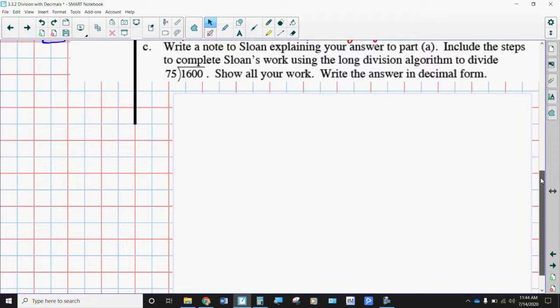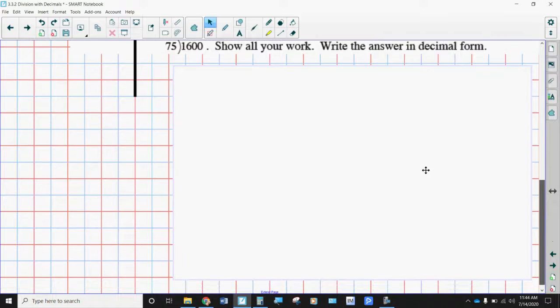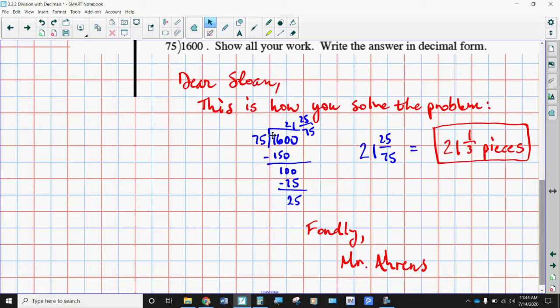I don't know if you really want to write a letter here, but go ahead and do the problem, show your work, and see what you get for an answer, okay? Here is the wonderful letter that I wrote. Dear Sloan, this is how you solve the problem. If you take 1,600 divided by 75, you end up getting 21 and 25/75ths, right? Because 75 goes into 160 twice, and that's 150.